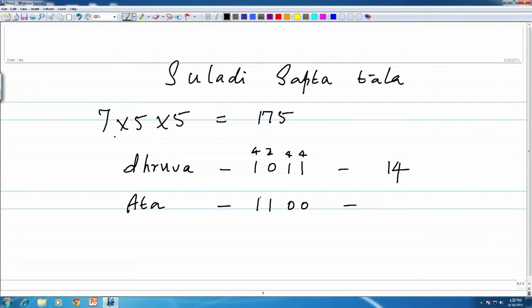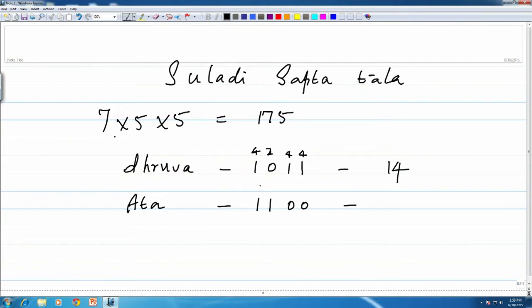In fact, all the Suladi Saptatalas are associated with one or the other Jati by default. Dhruva talam is by default associated with Chatushra Jati. Ata talam by default is associated with the Khanda Jati, that is 5 beats. So if you take Khanda Jati Ata tala, Laghu is 5, another Laghu is 5, Dhrutam is 2, another Dhrutam is 2. Again you have 14 beats.